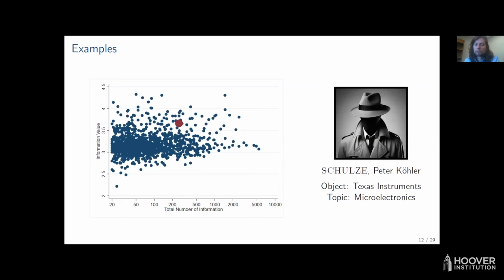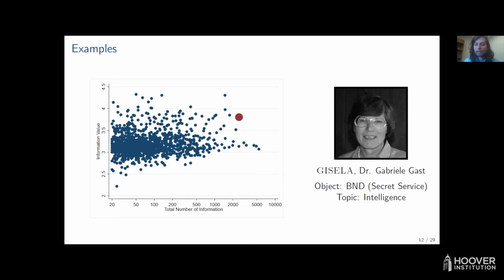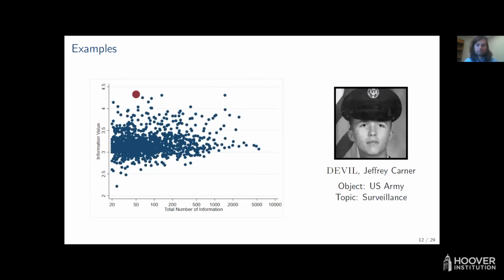But then there's also this one, for example, Schulze, Peter Köhler. He worked at Texas Instruments in the US, mostly on microelectronics. There's been this one, Dr. Gabriele Gast, called Gisela. She was at the BND, the West German Secret Service, and she's been probably the most prolific spy of East Germany in the Cold War. Or here, for example, Jeffrey Conner. This is someone from the US Army called Devil, and he worked in West Berlin on US surveillance in West Berlin and signals intelligence. And so you see that there are all these different spies. They differ vastly in their productivity, and now we want to find out why.